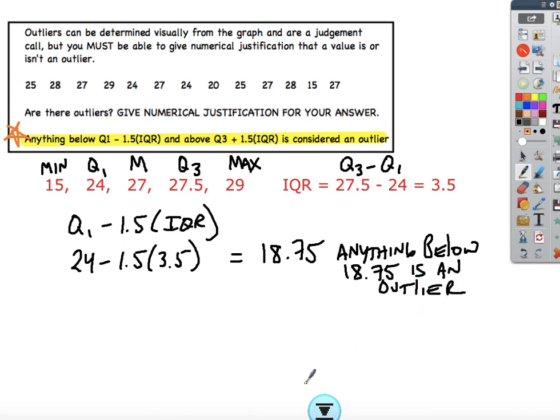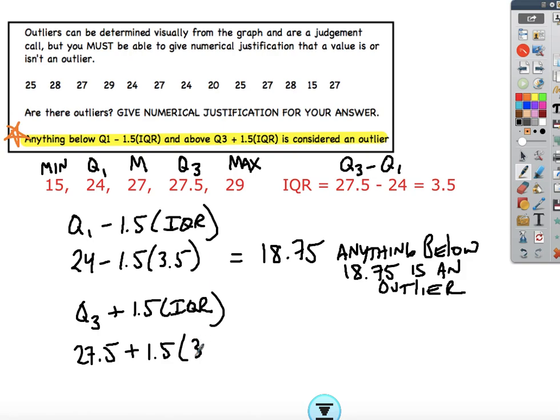All right, and then we're going to look at our upper bound. So I would take Q3 plus 1.5 times the IQR. So that would be 27.5 plus 1.5 times 3.5. All right, and I get 32.75. So anything above that would be an outlier.